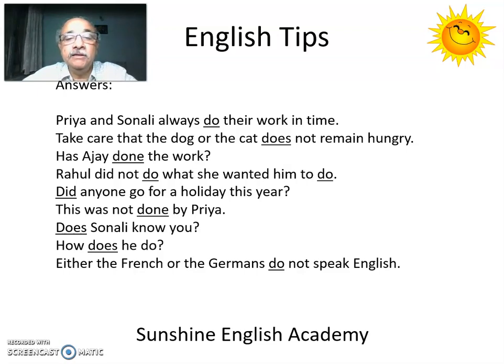Next, either the French or the Germans do not speak English. You can make such a sentence if you are not sure whether it is the French or the Germans who do not speak English. In this sentence, there are two subjects, the French and the Germans. Both are plural subjects. So even though they are joined by or, the subject remains plural. Hence we use the verb do.